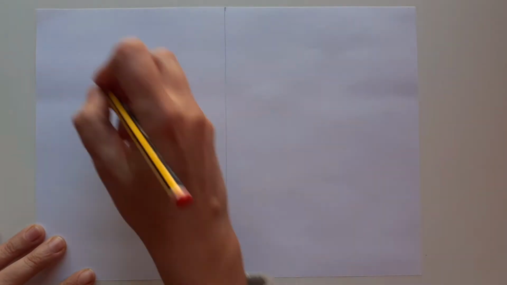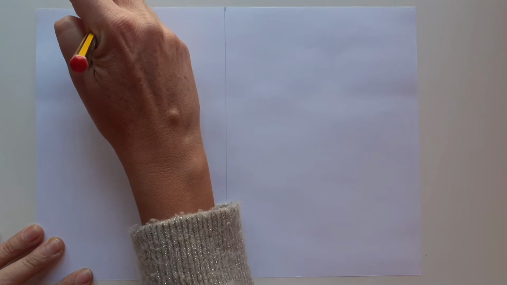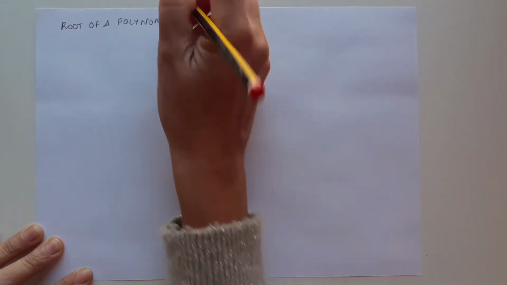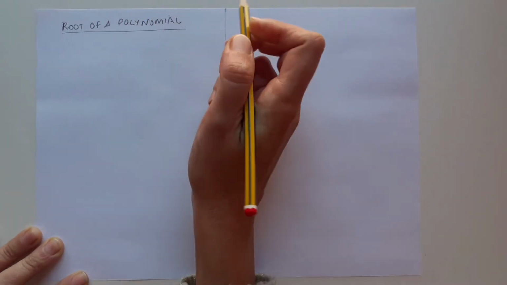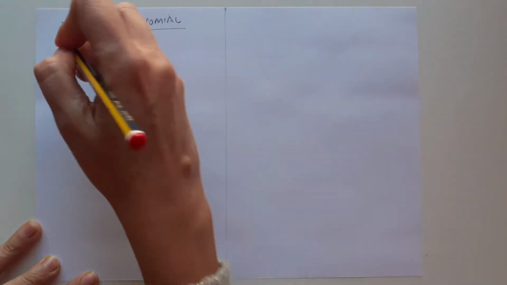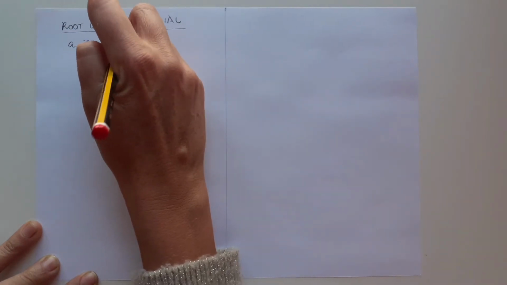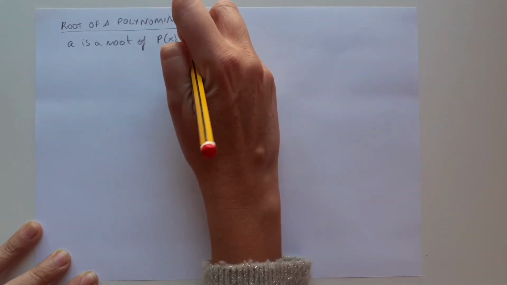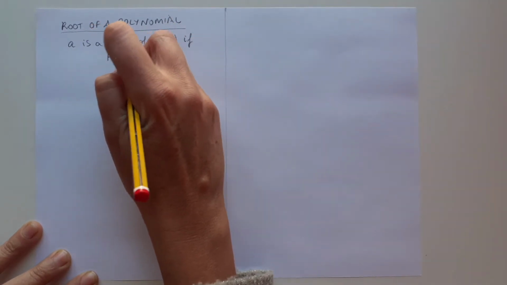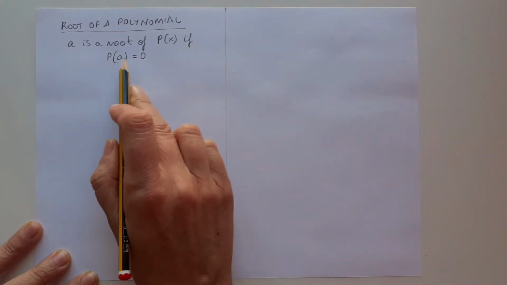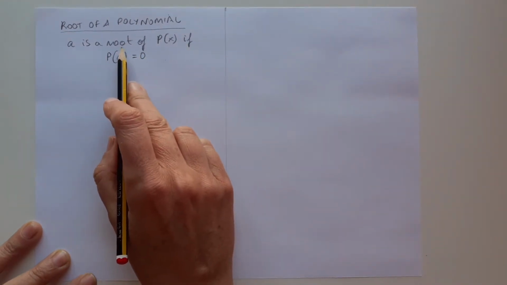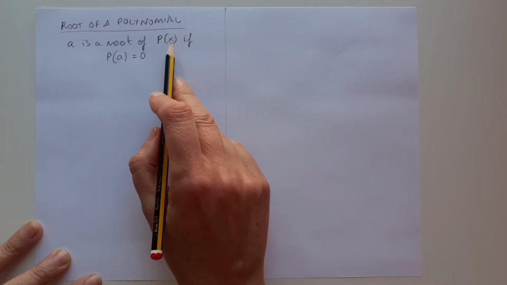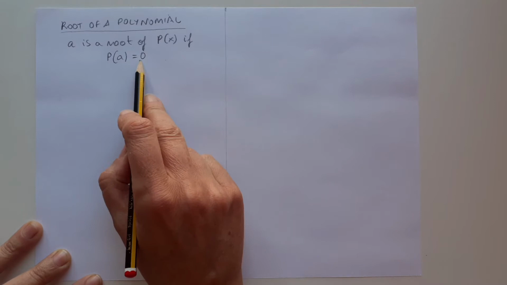Let's summarize some of the concepts that we have been studying in class these days. First of all, root of a polynomial. This concept is very, very important. A is a root of the polynomial p of x if p of a equals 0. This is something you have to know. We call a number a root of a polynomial if when we place that number in the place of the variable of the polynomial, we obtain as a result 0.